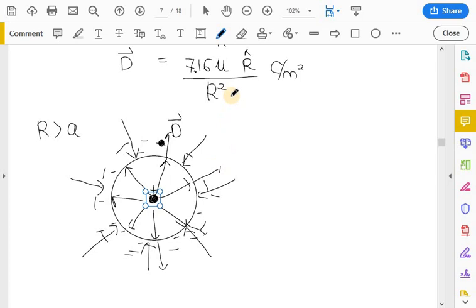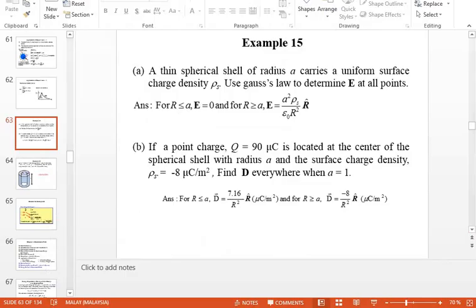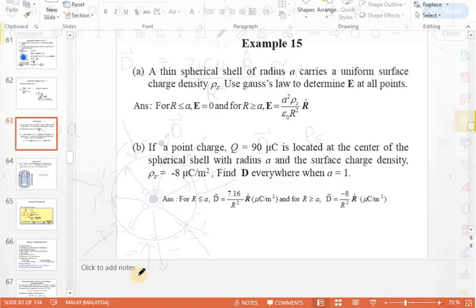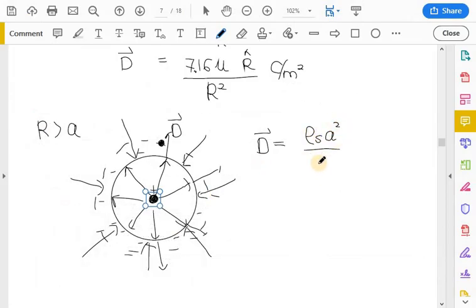So just now, have you derived the equation for the spherical shell? Yes, right. What's your D? D equals this one, right? Oh, this is E. Okay, never mind. We will calculate both E and D. So it will be rho S A square divided by R square. This one is R square and this one is R. And your E will be with the epsilon naught. Okay, you can calculate it.